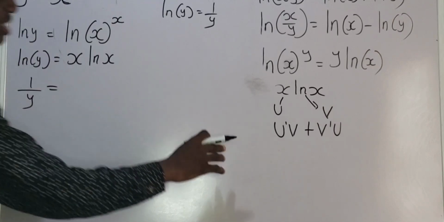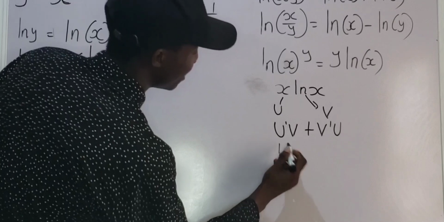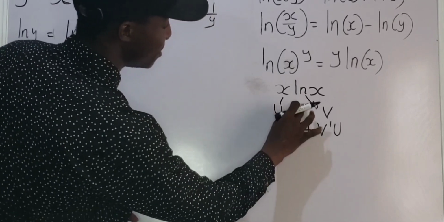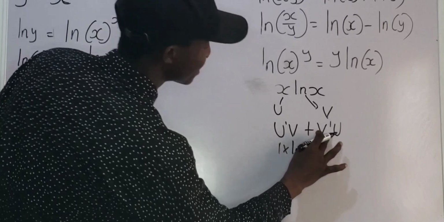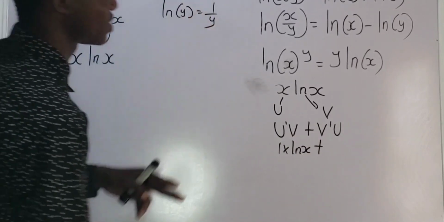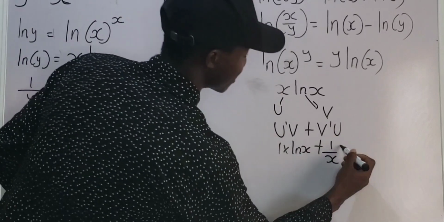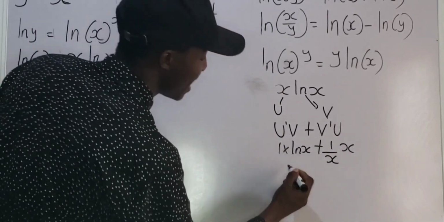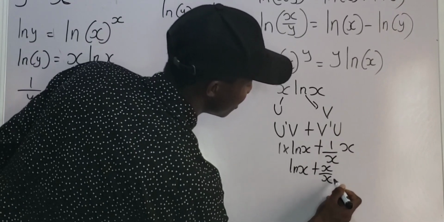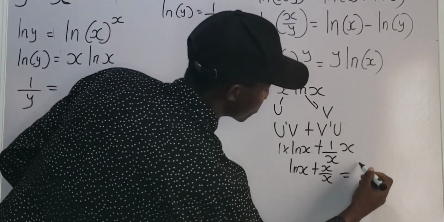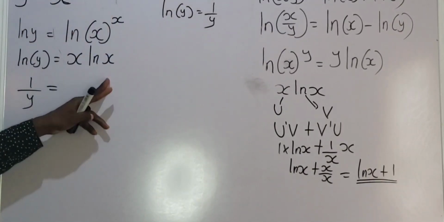Okay, so let's quickly differentiate this. Derivative of u, derivative of x is what? 1. Derivative of u multiplied by v. So 1 multiplied by what? ln x plus derivative of v. If you differentiate ln x, you are going to get what? 1 over x multiplied by u. So u is what? x. For this, I'm going to have 1 multiplied by ln x, that is ln x, plus x over x. That is what? This will be equal to ln x plus 1. So the derivative of x ln x is what?